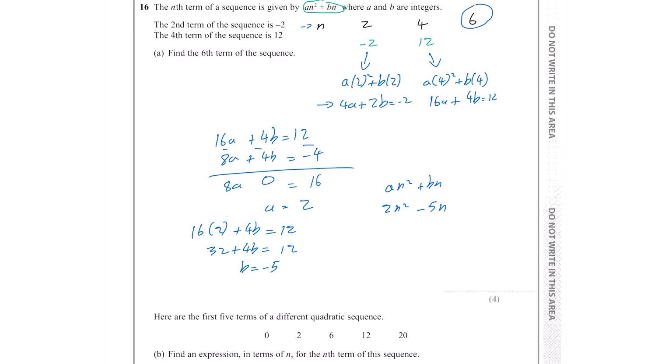So now they wanted me to find what is the value when n is 6, so I can sub that into here. So I can do 2 bracket 6 squared minus 5 bracket 6, so that becomes 2 times 36, because 6 squared is 36, and 5 times 6 is 30, and your answer then becomes 42.